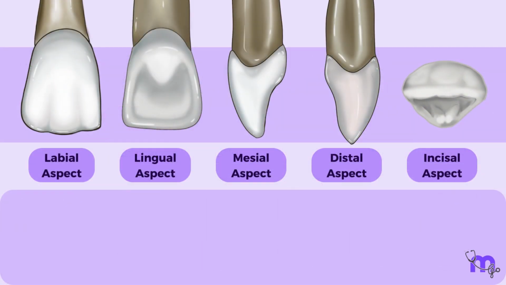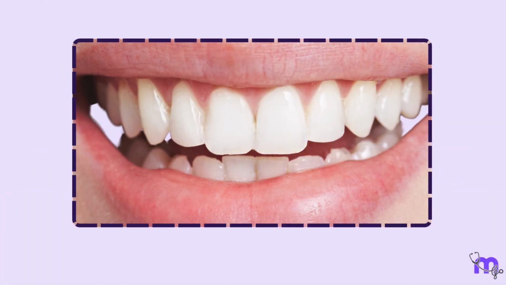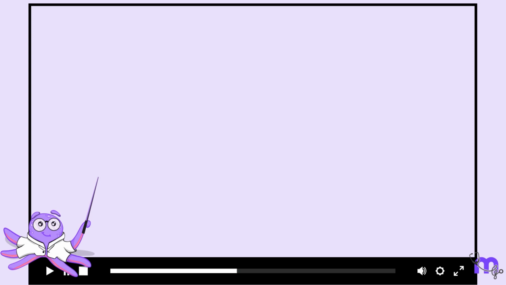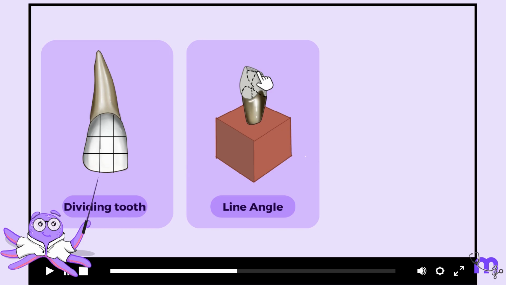The greatest convexity appreciated on either outlines of a tooth when viewed from a particular aspect of the tooth is referred to as the crest of curvature or height of contour. The adjacent teeth in the same arch contact at the crests of curvature of mesial and distal outlines. This is referred to as contact points or contact areas. The interproximal spaces between the teeth are triangularly shaped spaces, normally filled by gingival papillae. With that, we come to the end of this video. In the next video, we will be covering how a tooth can be divided into thirds, and we will also discuss line angles and point angles of the teeth.